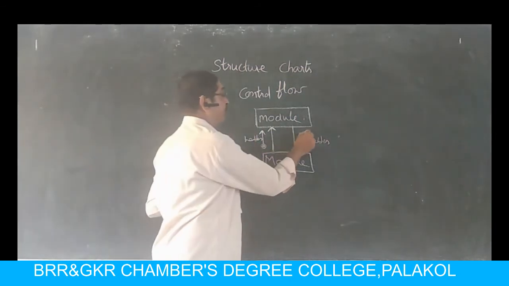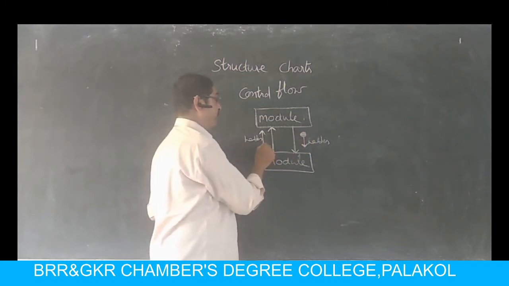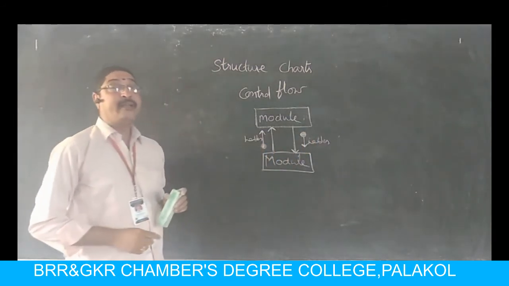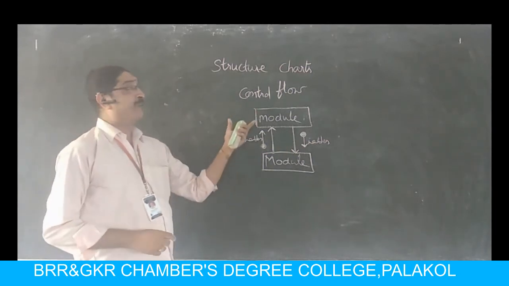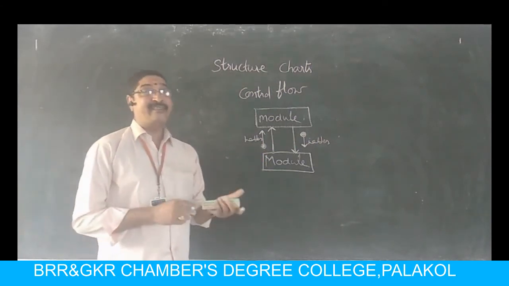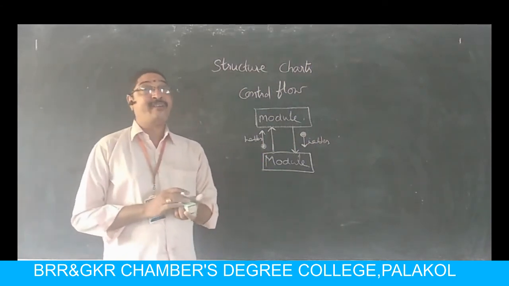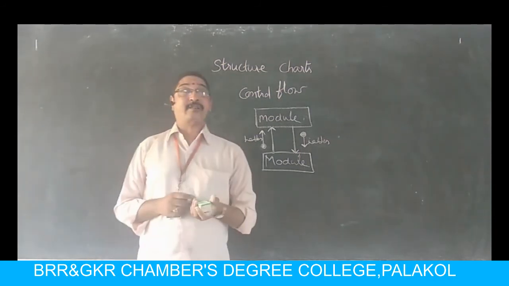Here, I used rounded circles which are filled. This is the difference between data flow and control flow. Like that, by using several symbols, we can represent a system in a more detailed way than data flow diagrams. So this is about structure charts.